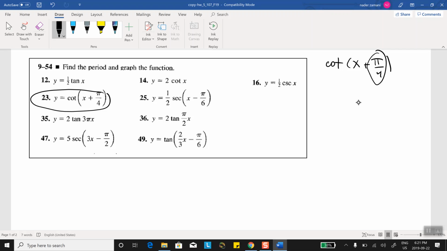Now, I told you that in the book, now keep in mind that the period of cotangent of x is pi, okay? And you can draw it in any interval, which is of length pi. You can go from minus pi over 2 to pi over 2. But in the book, they go between 0 and pi for cotangent. That's how they decided to do it.